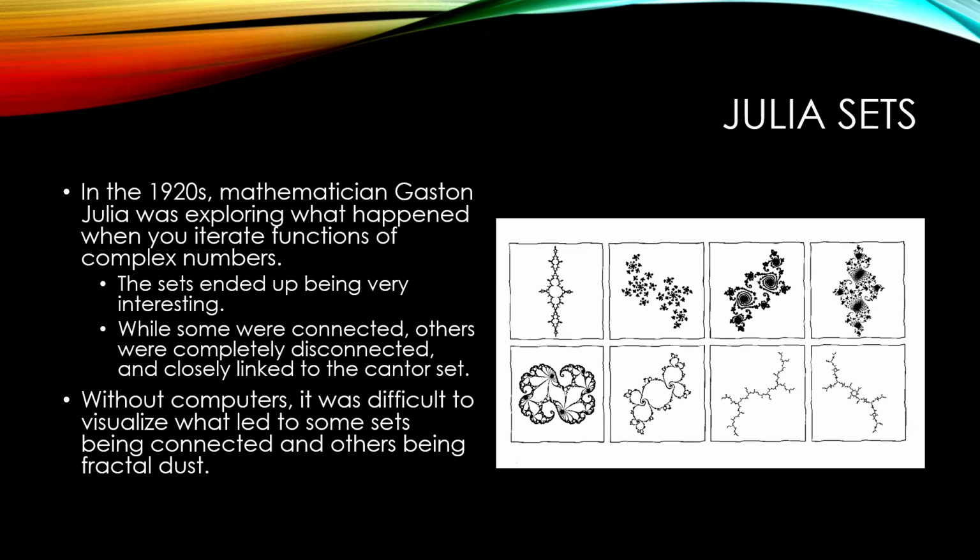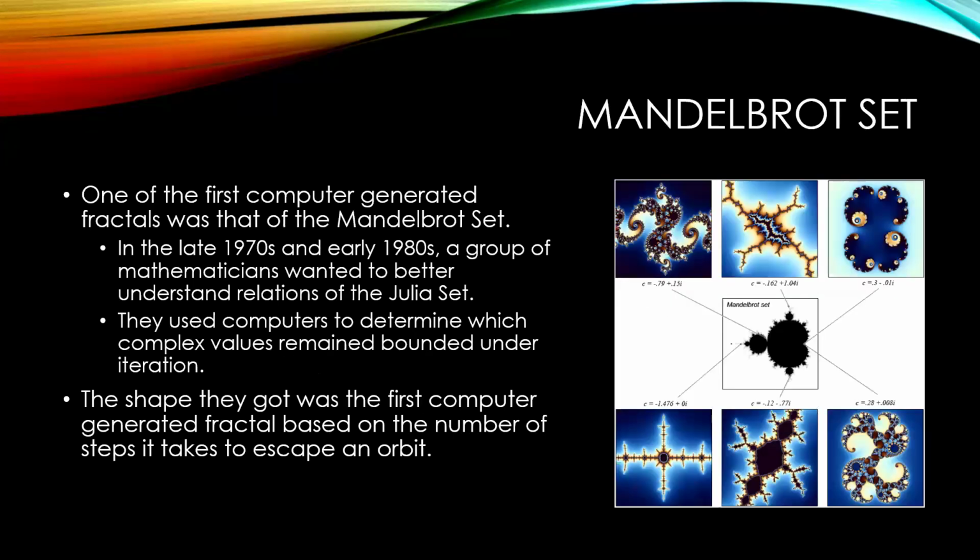Without computers, it was difficult to visualize what led to some of the sets being connected and others being fractal dust. Depending on your initial conditions, sometimes you would get a graph like this, sometimes you get a graph like this, sometimes you get one like this. What exactly was it that was causing this behavior? We couldn't figure it out. And so we really needed computers in order to figure it out.